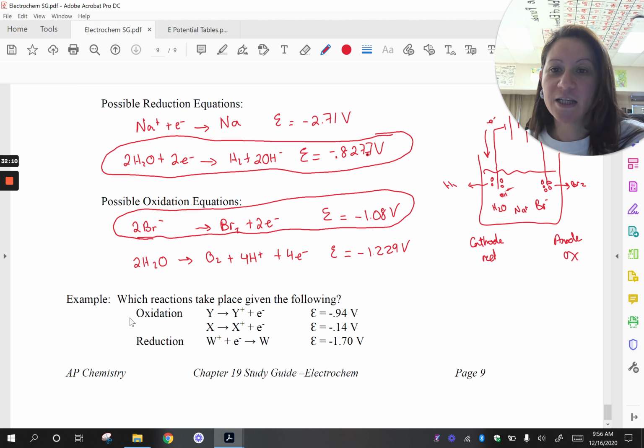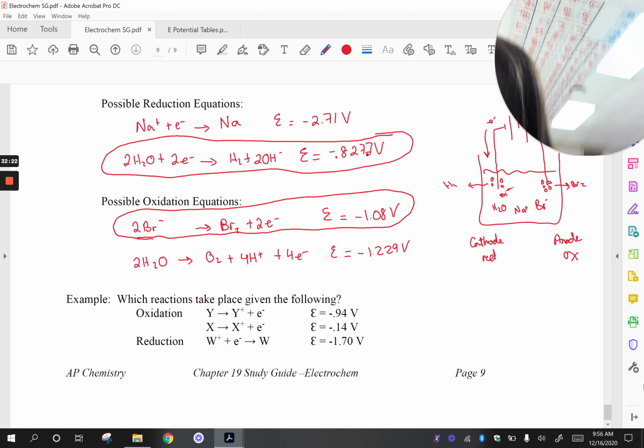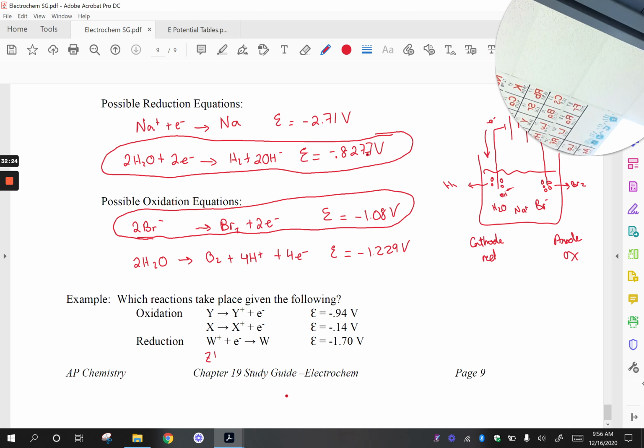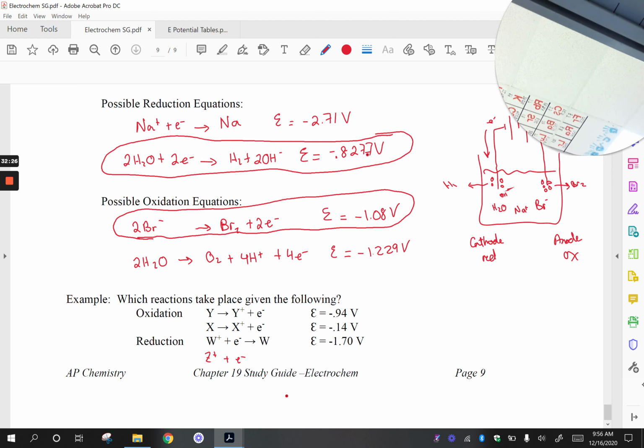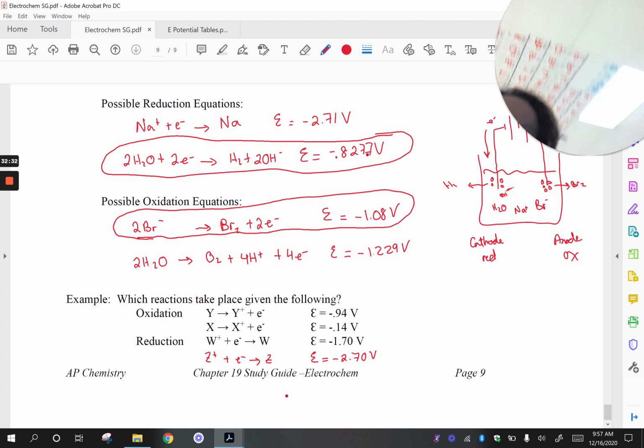Okay, let's look at this last question here. It says, which reactions take place given the following? So it looks like, oh, one of them got cut off. Sorry, let me add one more. Z plus an electron yields Z minus. The potential for that one is negative 2.70 volts.